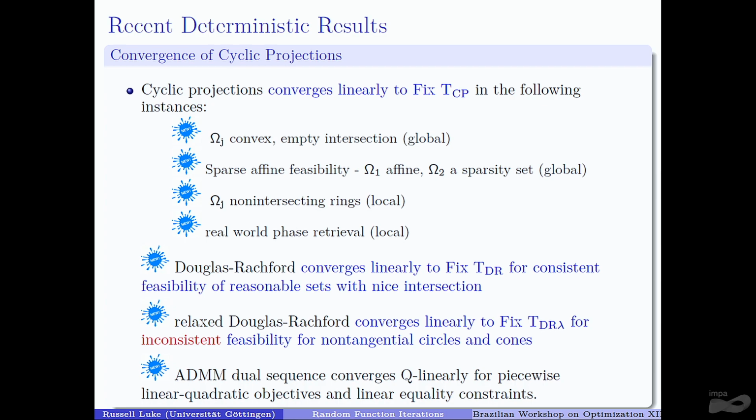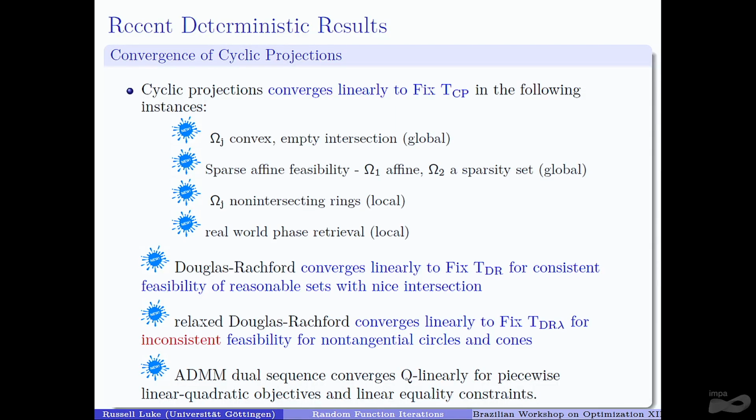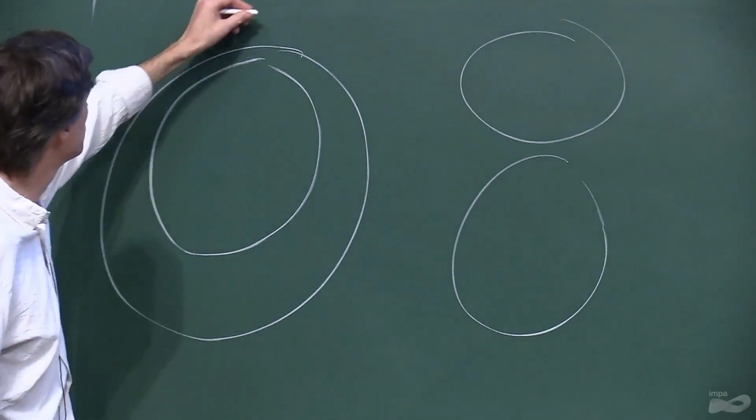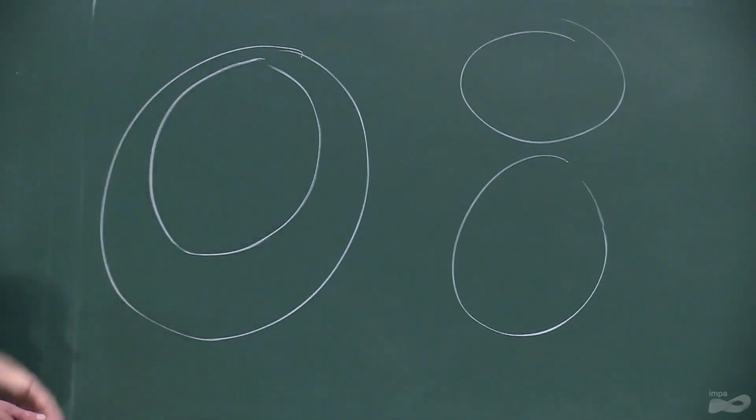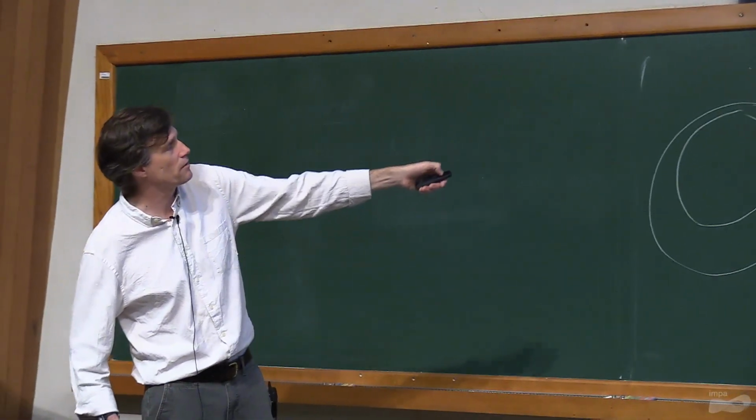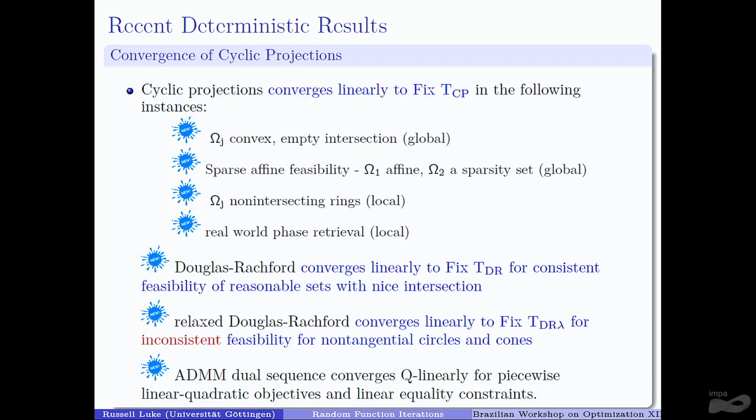Relaxed Douglas-Rachford: the big challenge was, we know that Douglas-Rachford doesn't converge in the inconsistent feasibility case. So you relax it, you just take the distance to one of the sets and project onto the other set. That converges linearly to a fixed point of the relaxed operator for inconsistent feasibility for non-tangential circles. So if you applied relaxed Douglas-Rachford to something like this, you'll converge. You won't converge to a best approximation point. You're going to converge to some point outside of this, depending on your relaxation parameter lambda.